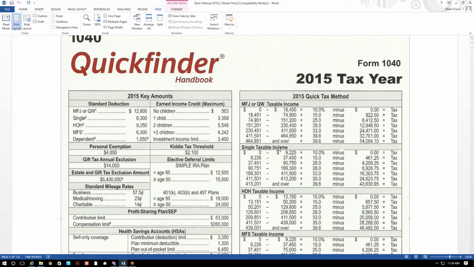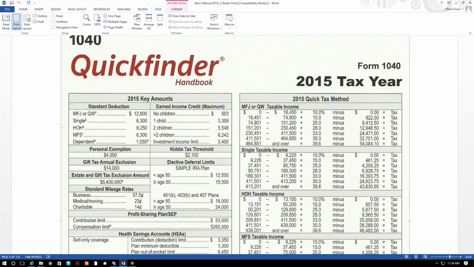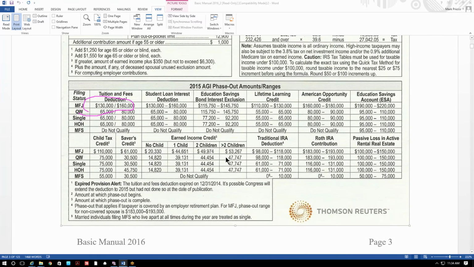Other things I can point out on here are the standard deduction, right here, which sometimes we refer to, and we also have the earned income credit. But for the most part, what I find myself doing is going to the tax table and going to the phase outs right down here.